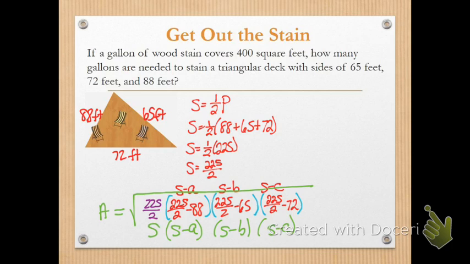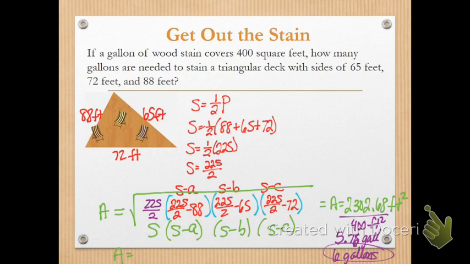All right, so we type it all in, and it tells me the area is, and I'm going to write it over here, the area is 2,302.68 square feet. So the question though was how many gallons of wood stain. If a gallon covers 400 square feet, then I'm going to get 5 point something. Let's put that in the calculator, 5.76. Since I can't get 0.76 of a gallon, we're going to have to buy 6 gallons of stain in order to cover that triangular deck.